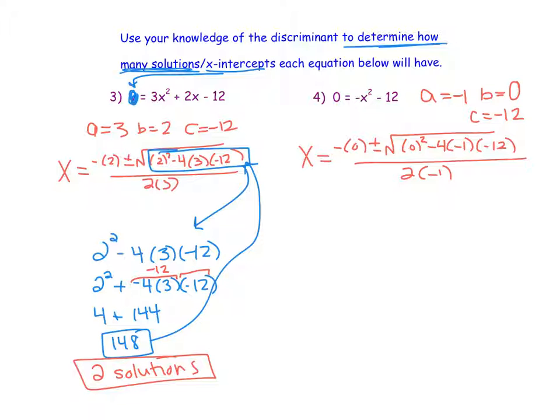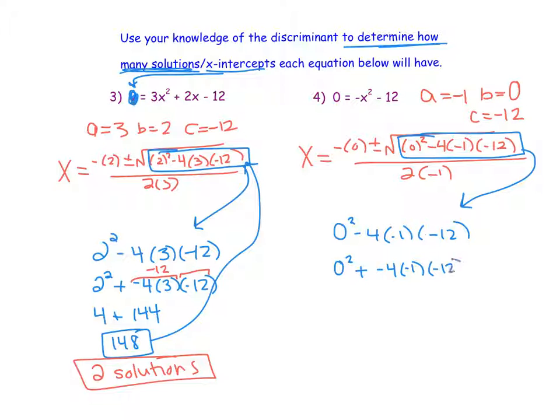And then to determine the number of solutions, I'm going to focus in just on the discriminant. So I have 0 squared minus 4 times negative 1 times negative 12. Excuse me, that should be a 12, so I'm going to erase that and fix that quick. And then from here, I'm going to use add op to, again, prevent myself from making a mistake. So plus negative 4 times negative 1 times negative 12.